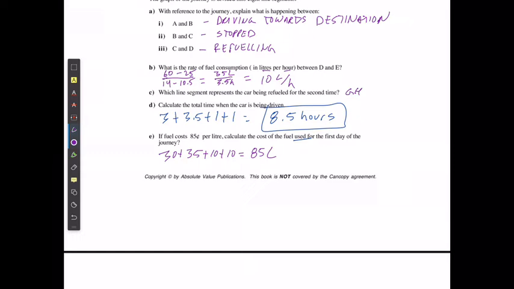If that's the amount of fuel that I used, then the cost of the fuel is going to be the amount of fuel I used multiplied by the cost of the fuel. If it's 85 cents, it's going to be $0.85, which means that the fuel for the first day cost me $72.25.